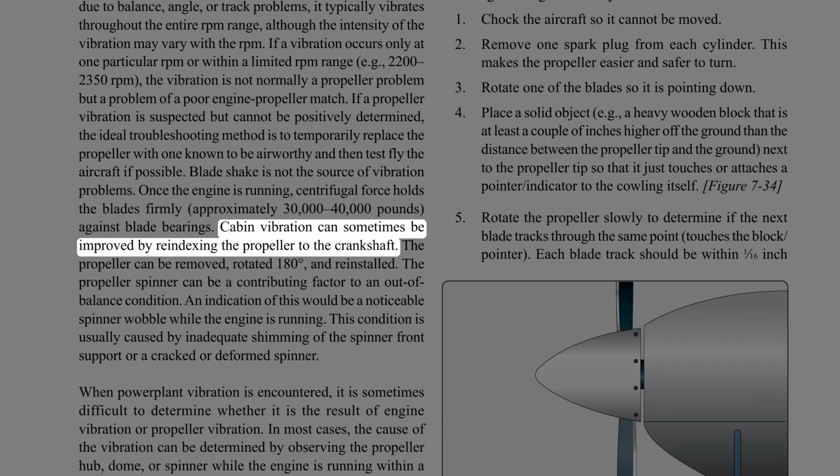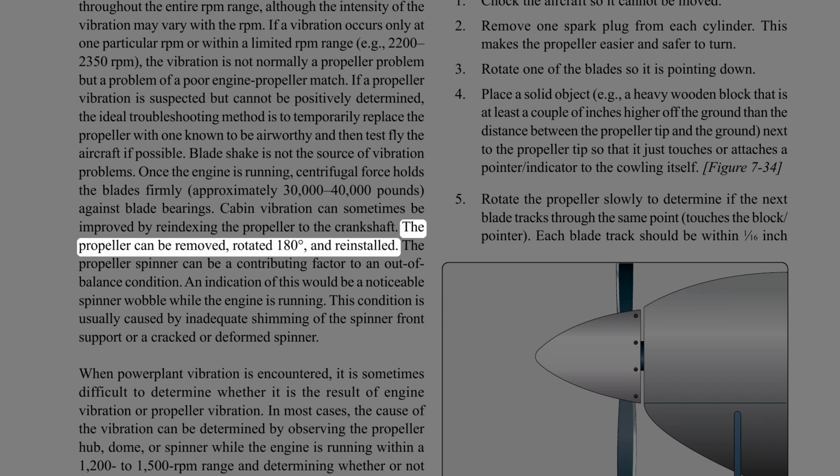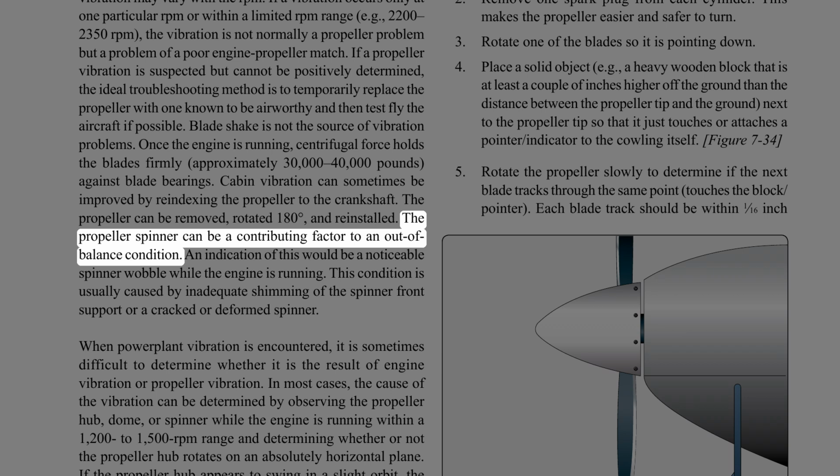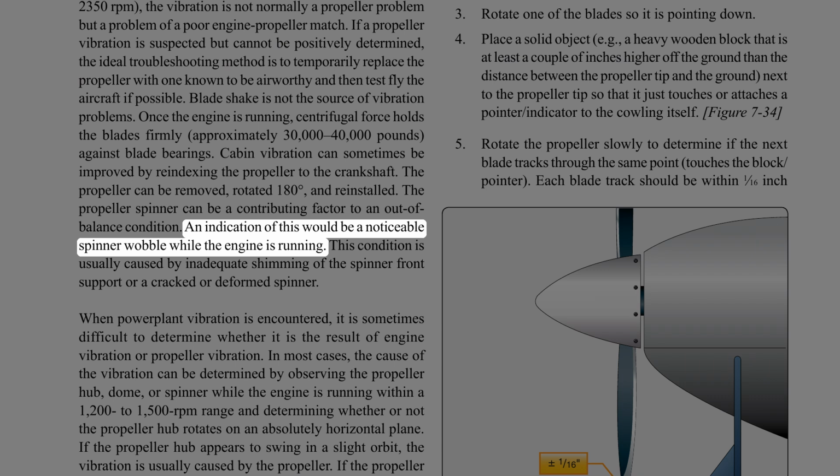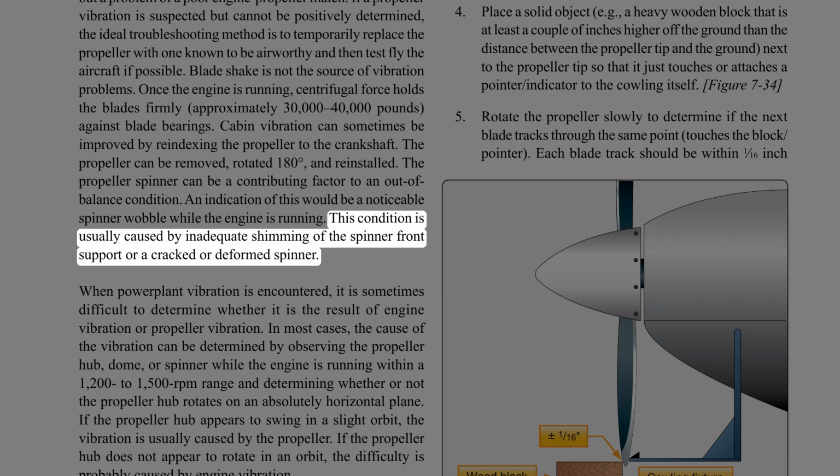Cabin vibration can sometimes be improved by reindexing the propeller to the crankshaft. The propeller can be removed, rotated 180 degrees, and reinstalled. The propeller spinner can be a contributing factor to an out-of-balance condition. An indication of this would be a noticeable spinner wobble while the engine is running. This condition is usually caused by inadequate shimming of the spinner front support or a cracked or deformed spinner.